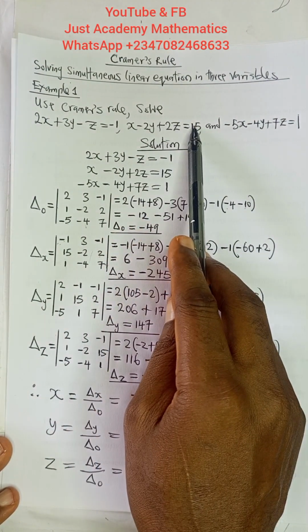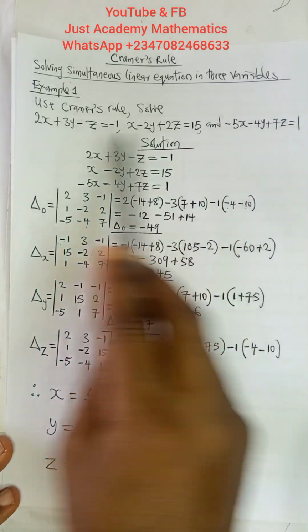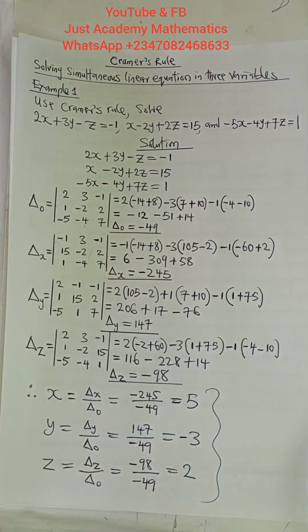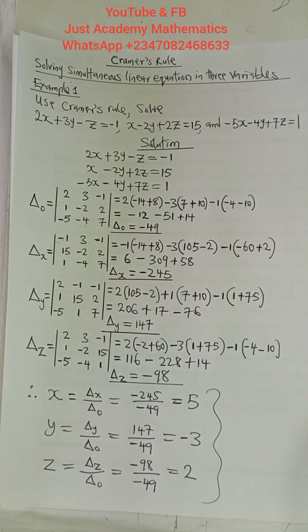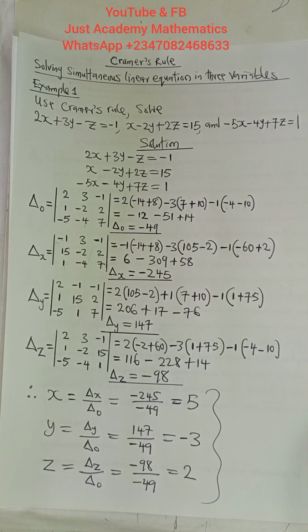Everything here will give you 15. If you do that here, you will get 1. If you do that here, you get -1. So that is how to solve a system of simultaneous linear equations in 3 variables.